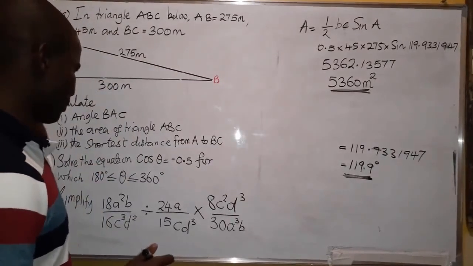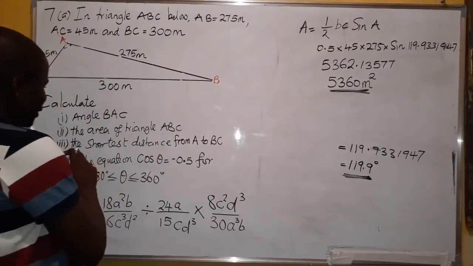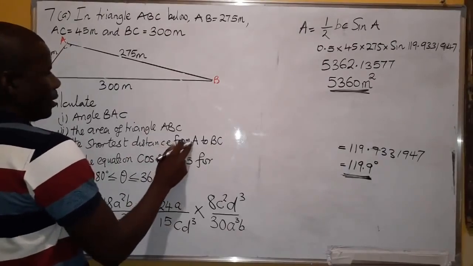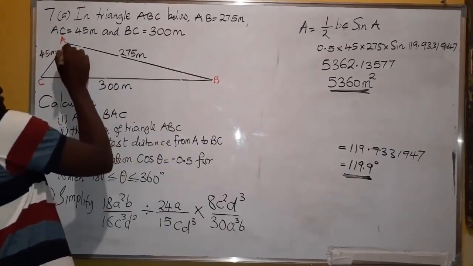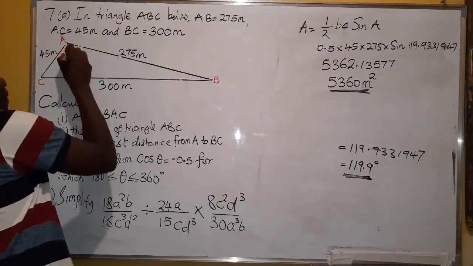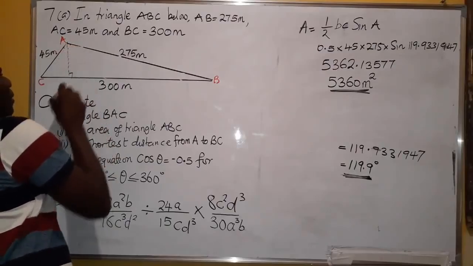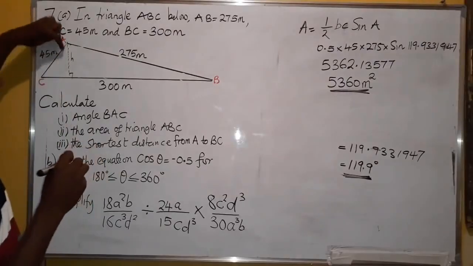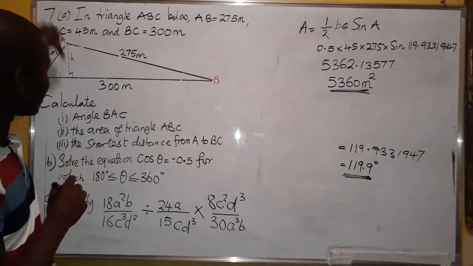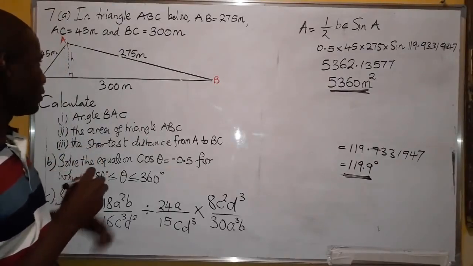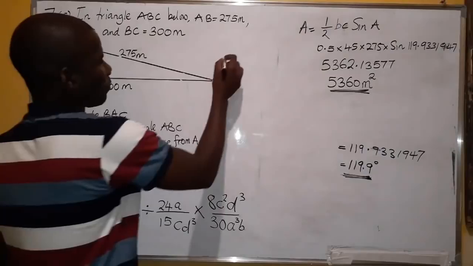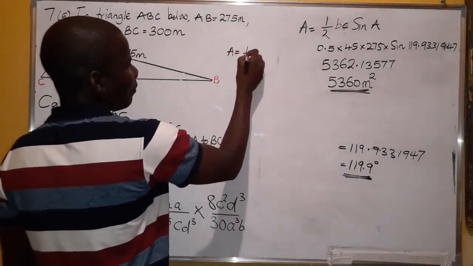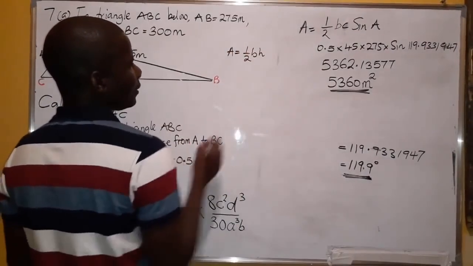Take note of that. Then now we have the shortest distance. We have the shortest distance from A to BC. The shortest distance here. This one. Like this is our H. We want this. This is the shortest distance that we want here, which is H. So we know that the formula for area is half BH, isn't it?